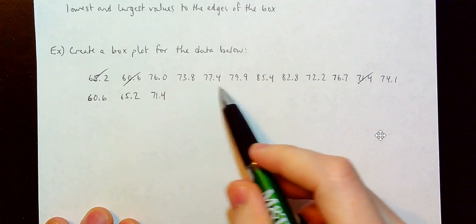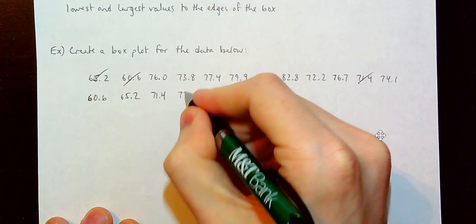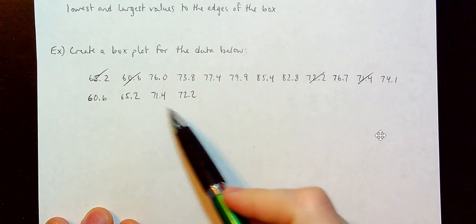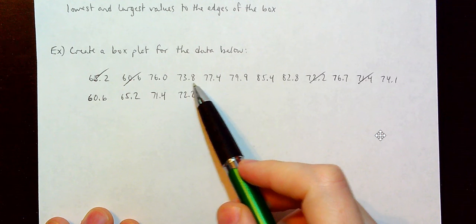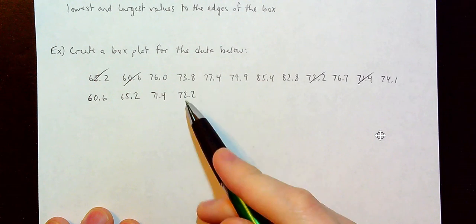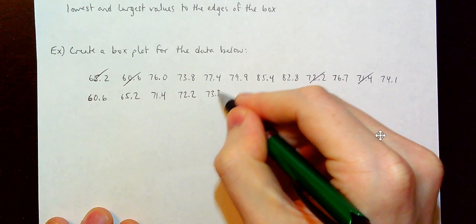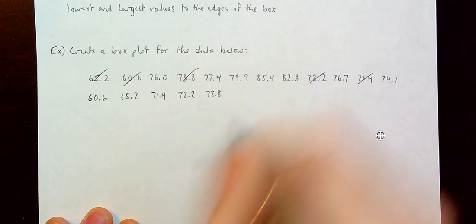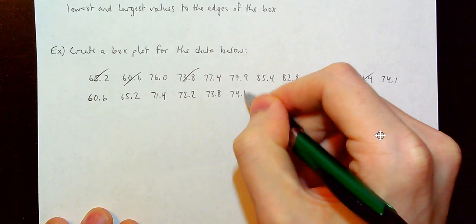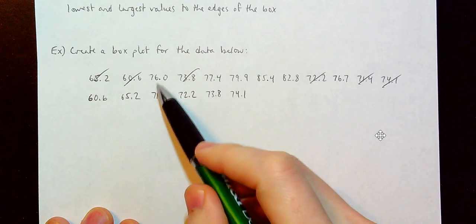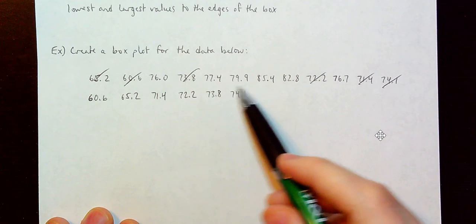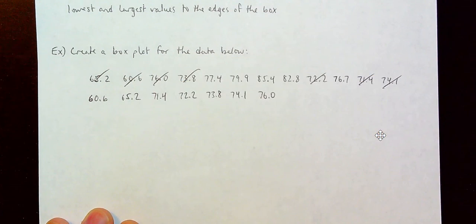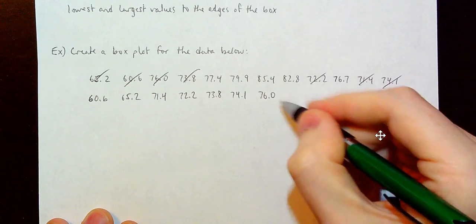Next largest value was at 72.2. Next largest value, I have a 73.8. Anything just less than a 73.8? Not quite. 74.1. Then 76.7, no, not quite. So 76.0. Now we have that 76.7.